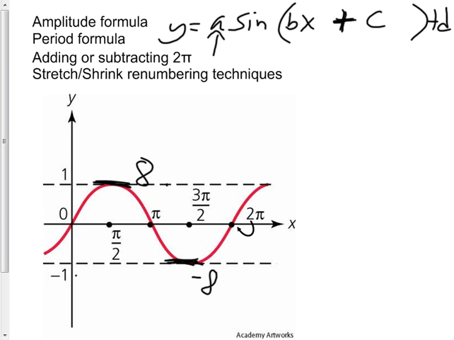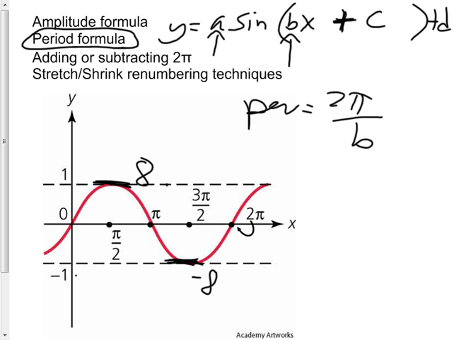All right. The next thing, that tells you the period, and there's a special period formula. Period equals 2 pi over b. Do you remember that one? Okay, so now if I want to change this thing's period and either stretch it out or shrink it down, then the b number is important.